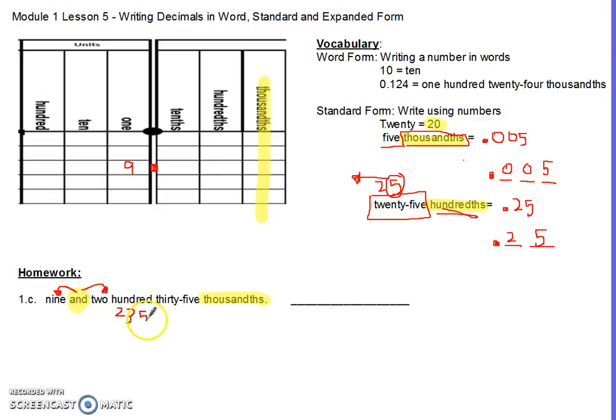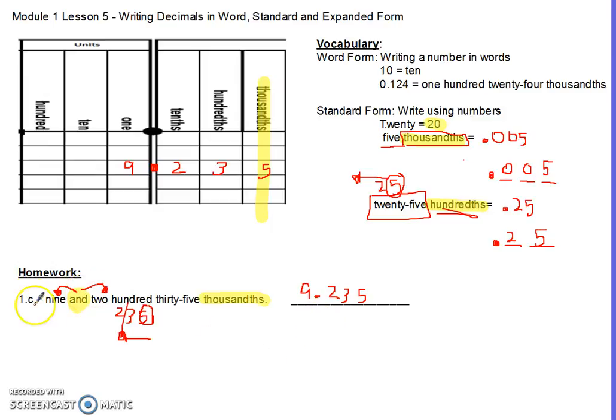So I'm just going to write it out, 235. And then I'm going to fill that in starting with this last number and kind of go backwards. So the 5, then I go backwards to the 3, and then finally I go backwards to the 2, and I've reached my decimal. So this number, 9 and 235 thousandths, is written as 9.235.